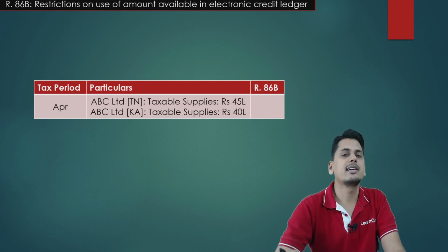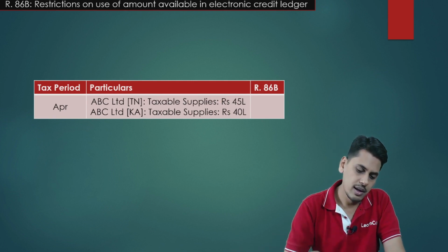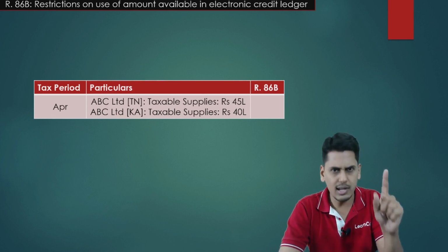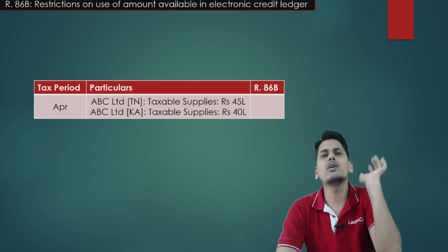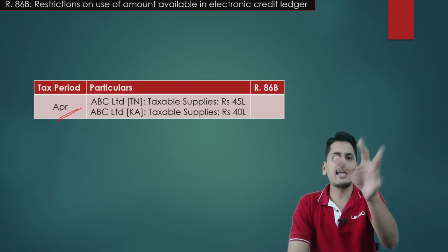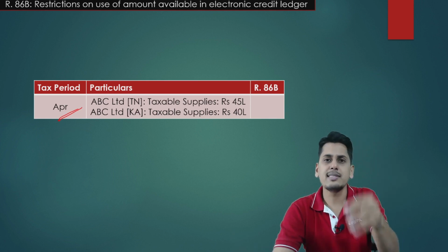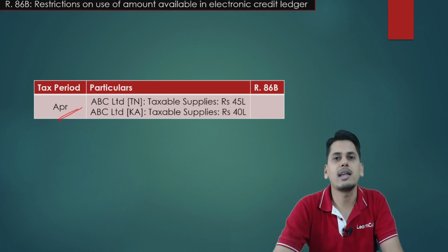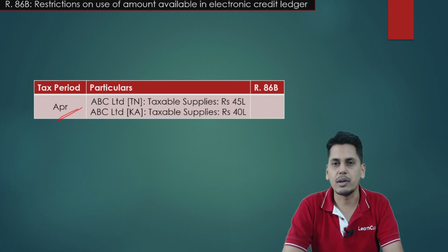Now friends, let's take a case. There is a company ABC Limited. It is registered in Tamil Nadu and also it is registered in the state of Karnataka. So one company having two different GST numbers, one in Tamil Nadu, one in Karnataka. Let's say for a particular tax period April, the taxable supplies, other than exempt supplies and zero rated supplies, of Tamil Nadu are 45 lakhs. The taxable supplies other than zero rated and exempt supplies in the state of Karnataka are 40 lakhs. Now friends, please tell me whether 86B is applicable or not applicable.